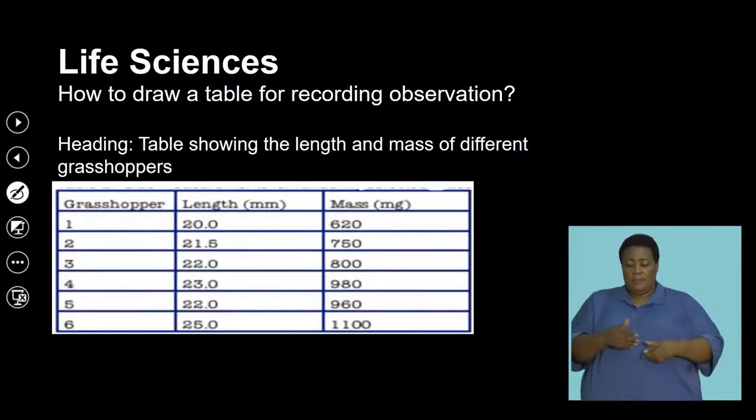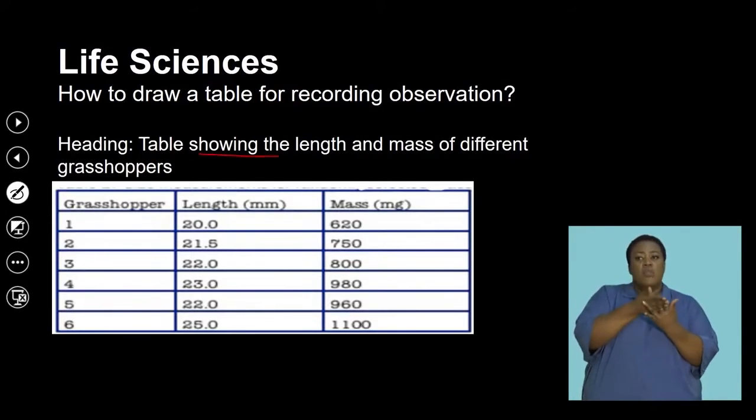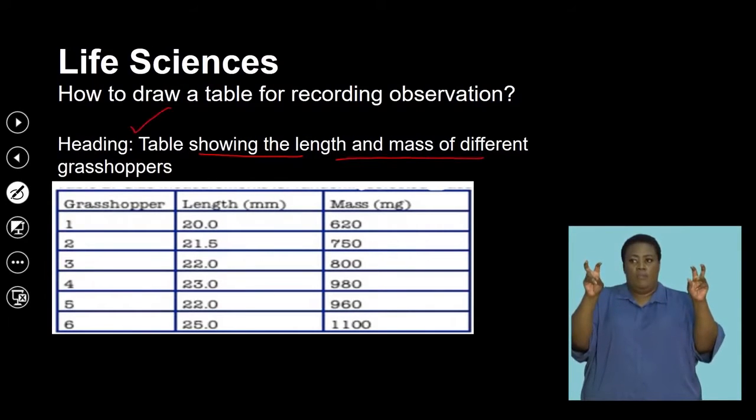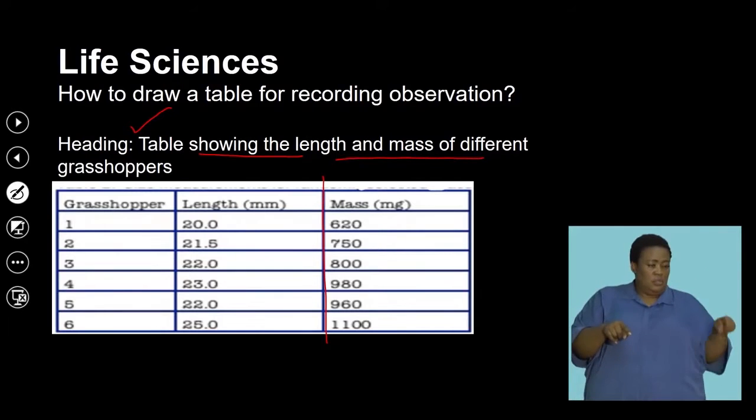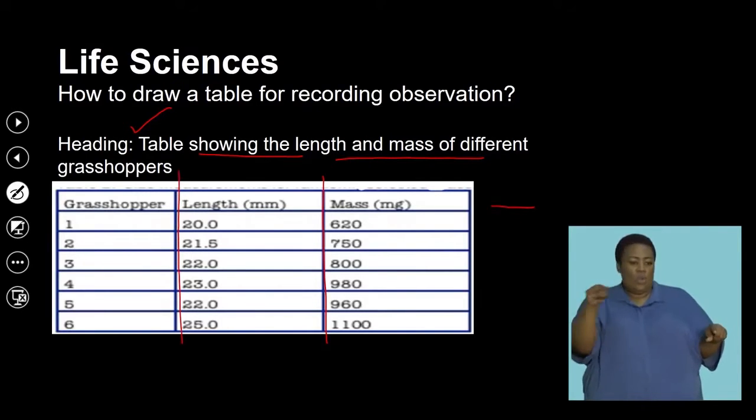Okay, so before we get into a break, guys, here's an example of a table. Clearly, I've given you a table heading. I've got clearly the columns as you see. I've got columns going down. I've got rows. And each of these columns has a heading.